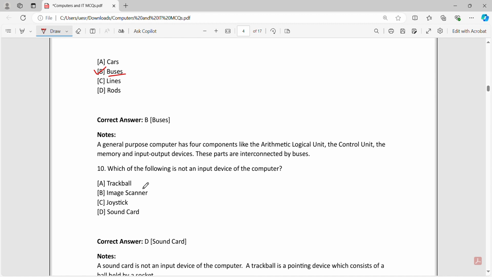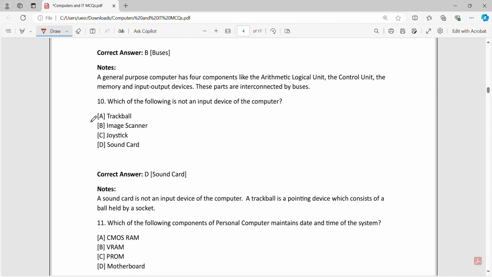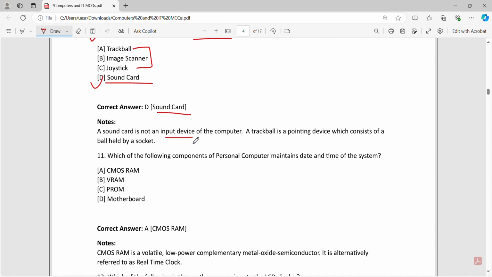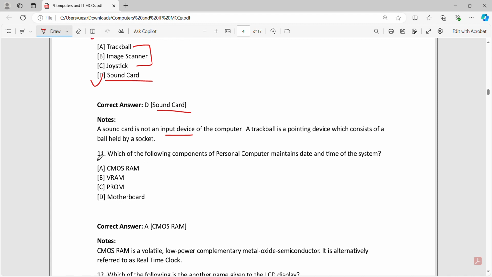Tenth question. Which of the following is not an input device of the computer? So the sound card is not an input device of the computer, while trackball, image scanner and joystick are all input devices. So the sound card is not an input device of the computer. A trackball is a pointing device which consists of a ball held by a socket.